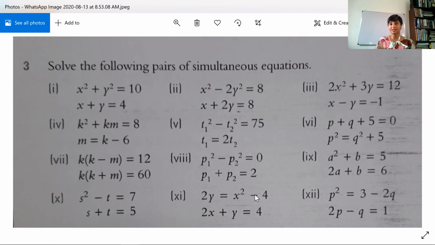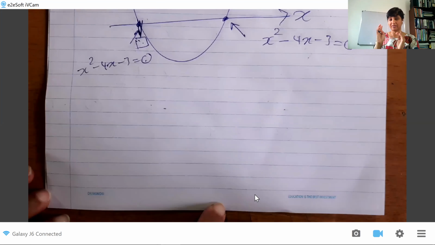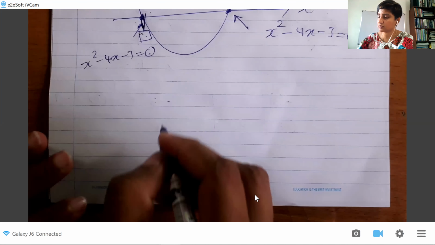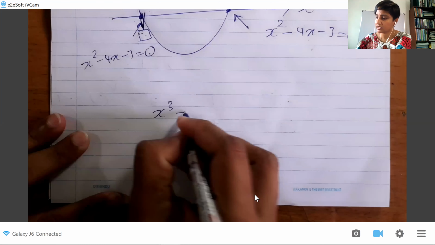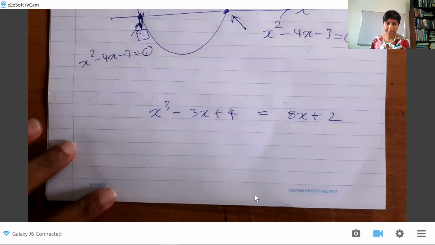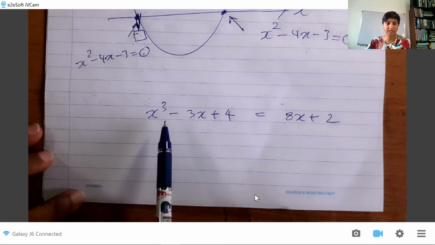You can't call a cubic equation a polynomial. An equation is an equation, but now this is something very important. A cubic expression, yeah, it's a polynomial. Now, wait. If you have x cubed minus 3x plus 4 is equal to 8x plus 2 or something, this is a cubic equation. Why do I call it a cubic equation? The highest power of x is 3 here, so it's a cubic equation.